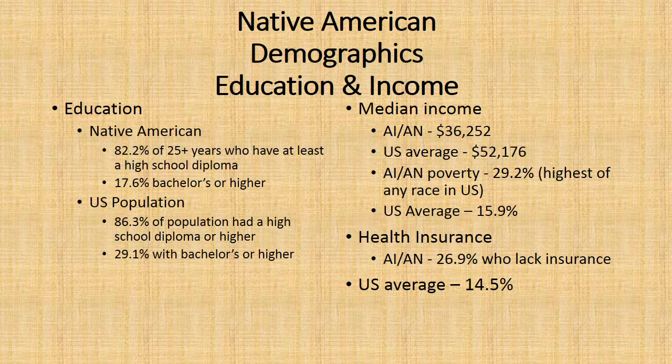Yes, the federal government does assist in that, but specific things are set by each individual tribe. As this affects income, the American Indian Native American population has a median income of $36,000, with the U.S. average being $52,000. Their poverty level for the American Indian is 29.2%, which is the highest of any race in the United States. The United States average for poverty is 15.9%.